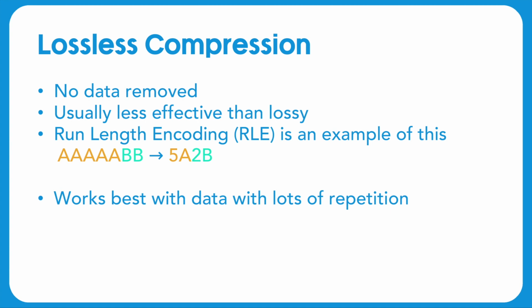One method of doing this is using run length encoding, or RLE for short. This method replaces repeated data, otherwise known as runs, with frequency data pairs. So for example, if you have a file with 5 A's and then 2 B's next to each other, then you could use run length encoding to replace the data with 5A 2B. Obviously, this works really well for data where there's lots of repetition. However, if a file has very little or no repetition, this may even increase the file size.